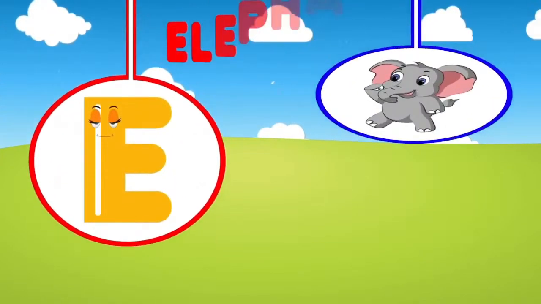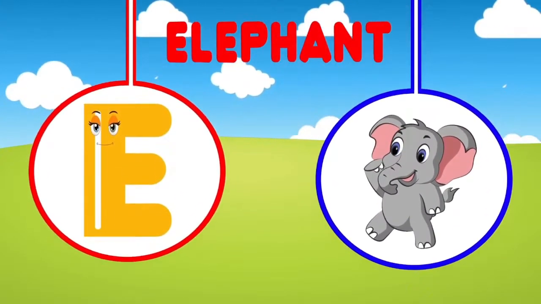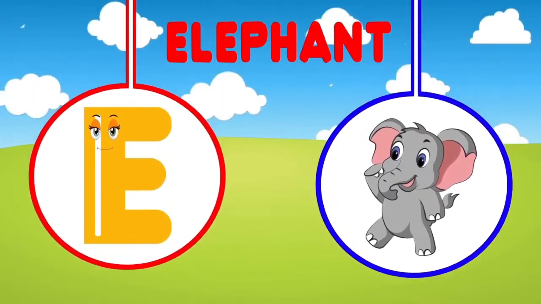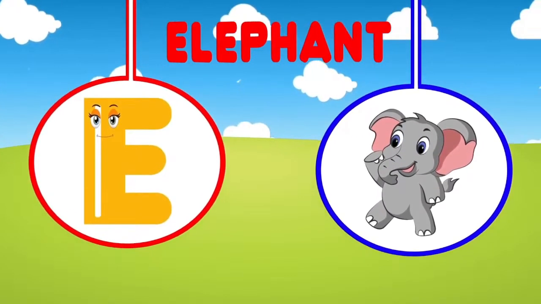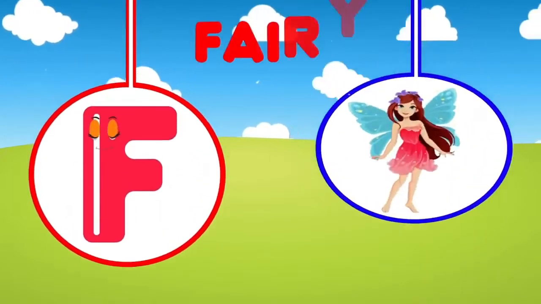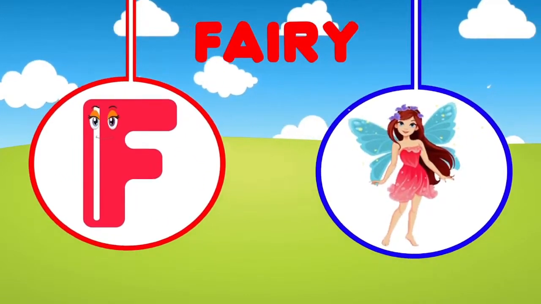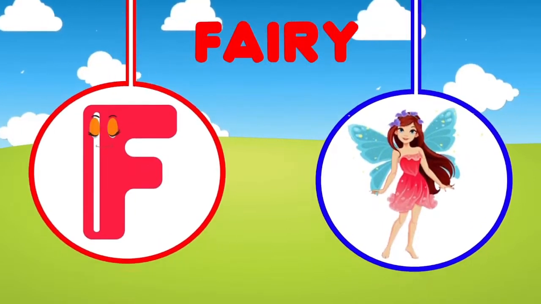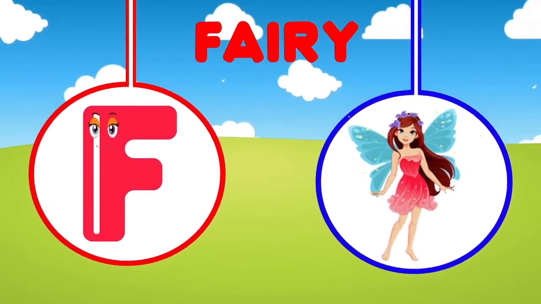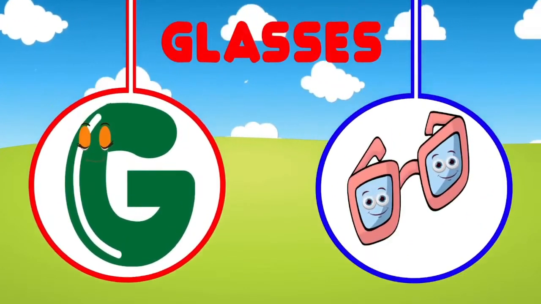E is for elephant. E, E, elephant. E, elephant. F is for fairy. F, fairy. F, fairy. G is for glasses.